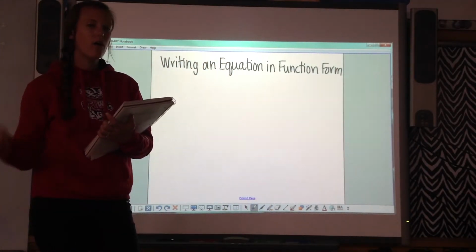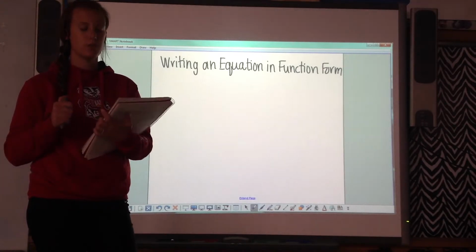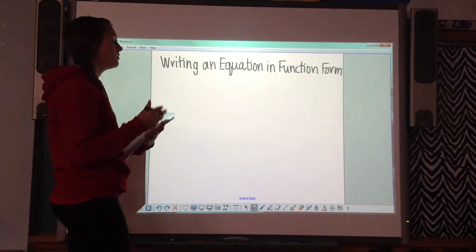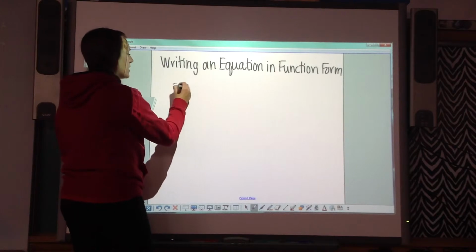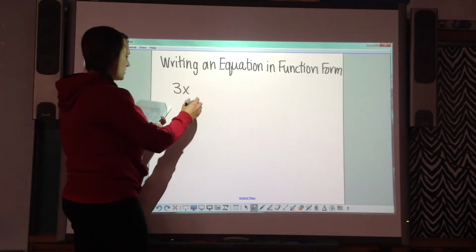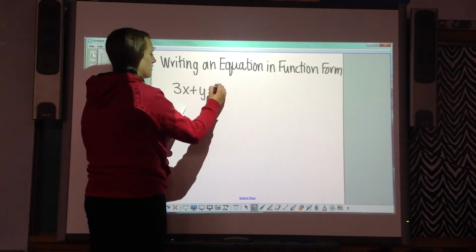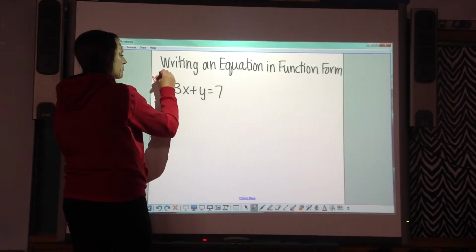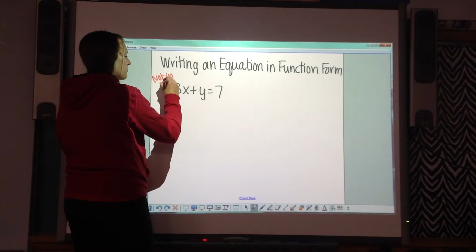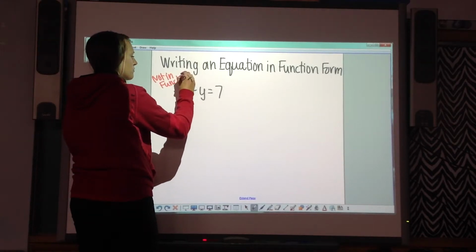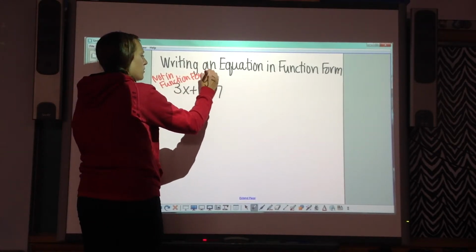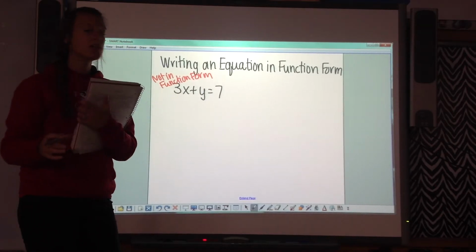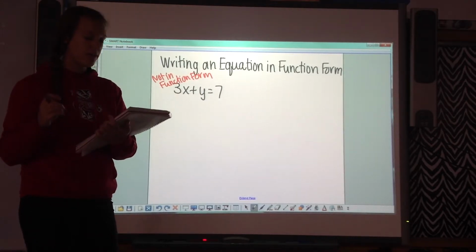Okay, so not all your equations are going to be in function form. So let me show you what I mean by that. You might have an equation that looks like this: 3x plus y equals 7. This is not in function form. We can graph this equation by getting it in function form.